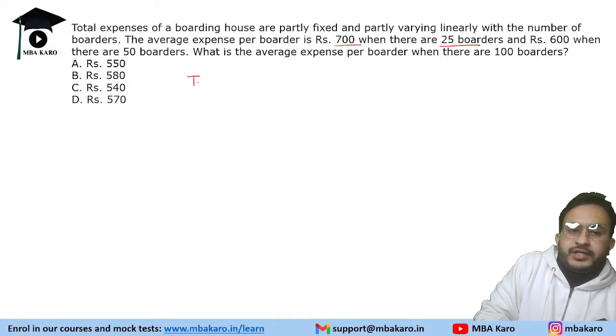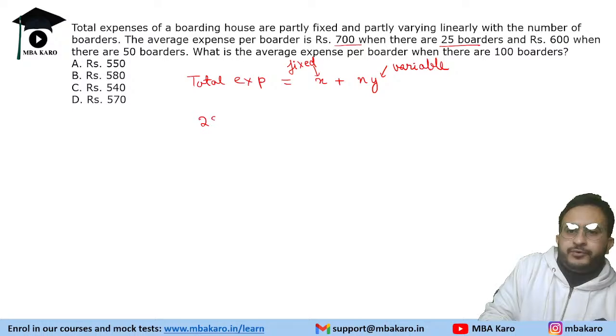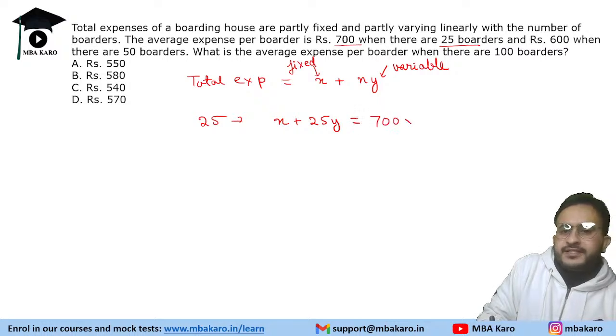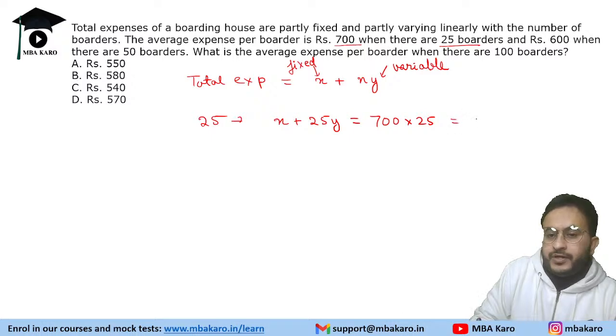Now what is the total expense? Total expense is something fixed that is equal to x, plus n times y. So this is the fixed one and this is the variable expense. So when there are 25 boarders, total expense will be x plus 25y, that is equal to average 700, so 700 into 25, which is 17500.